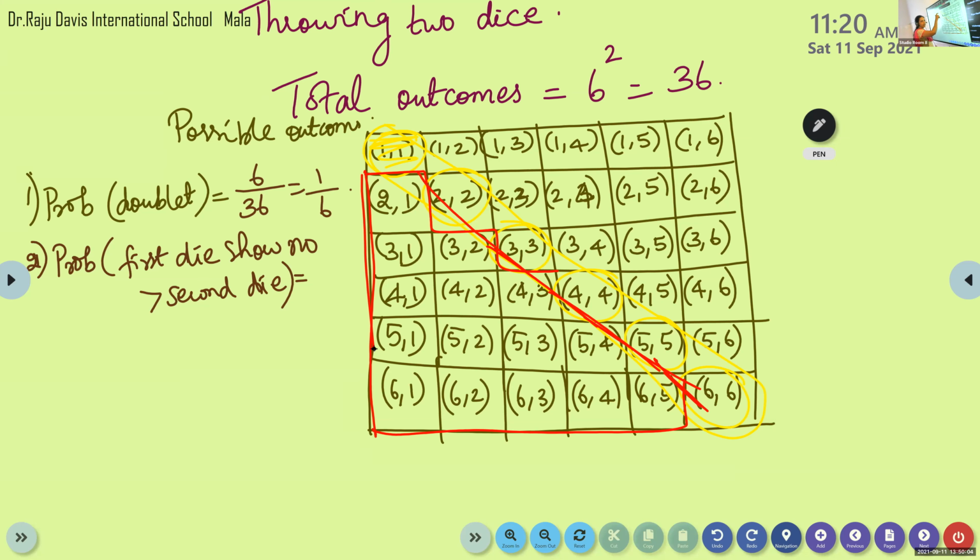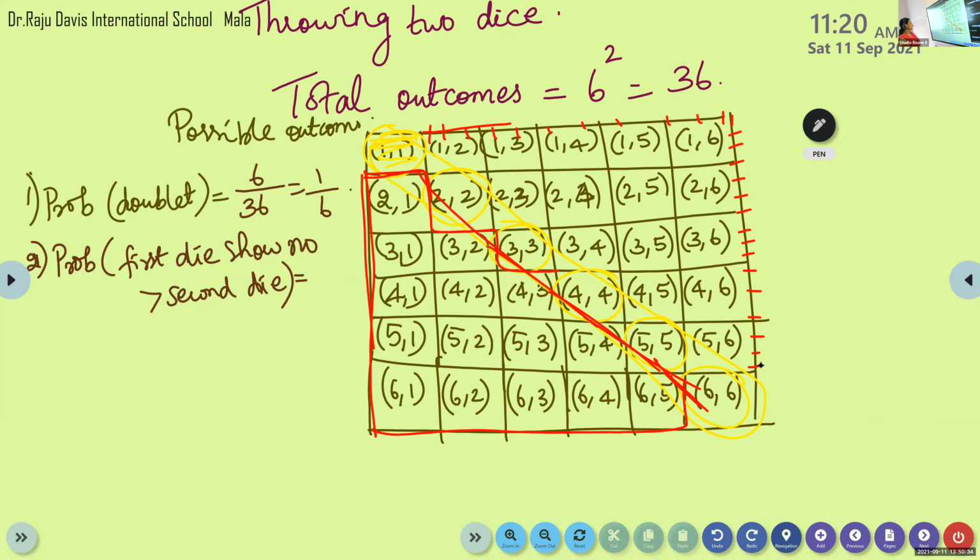Here, in the middle, we have the first die and second die showing the same numbers. Okay, here below this diagonal, you can see that the first die will be showing a number which is greater than the second die. Likewise, if you take this side, you will be getting the possibilities where the first die will be showing a number which is smaller than the second one.